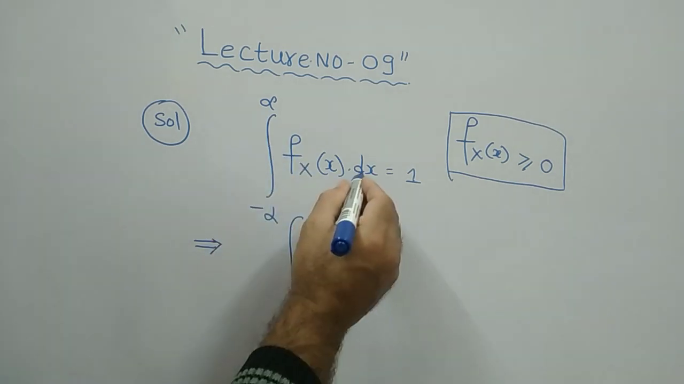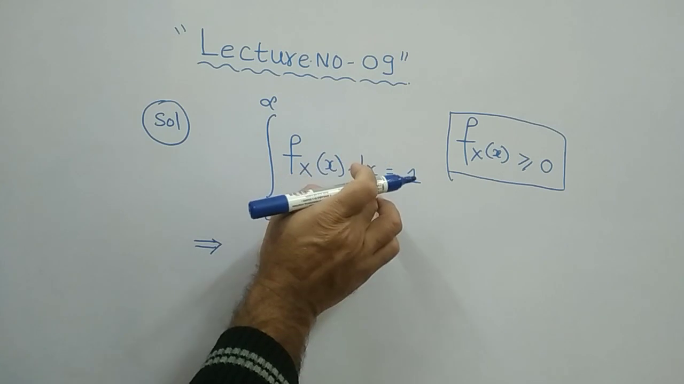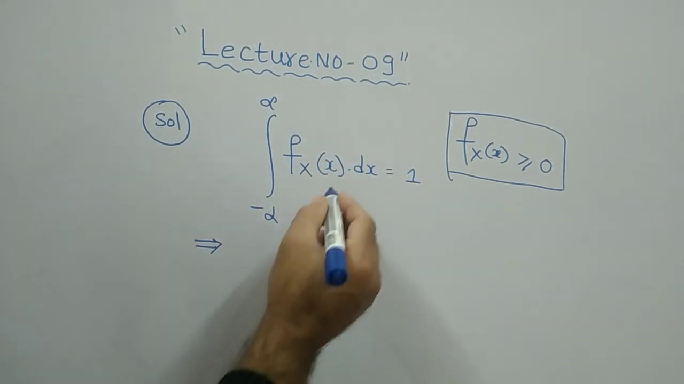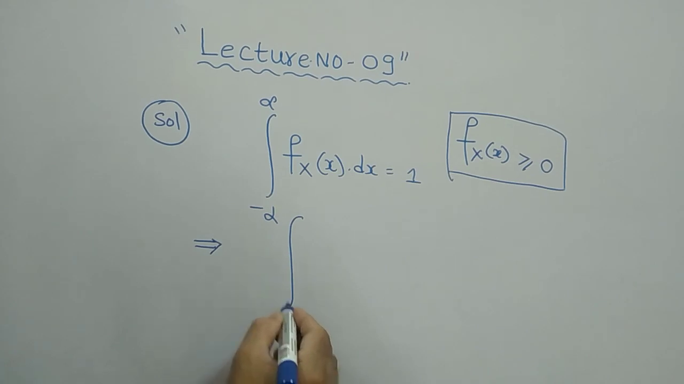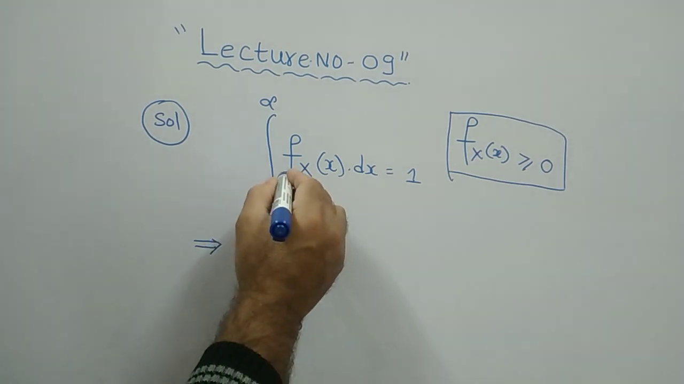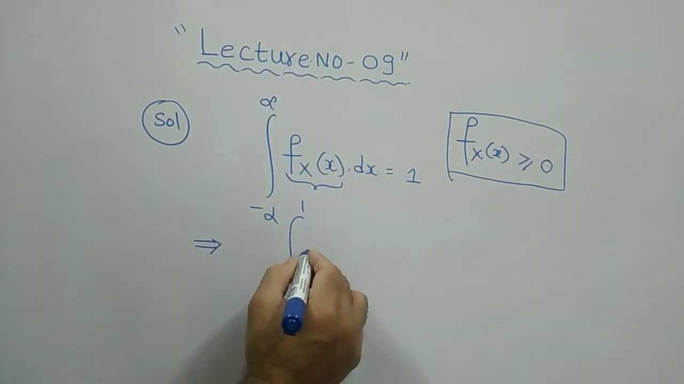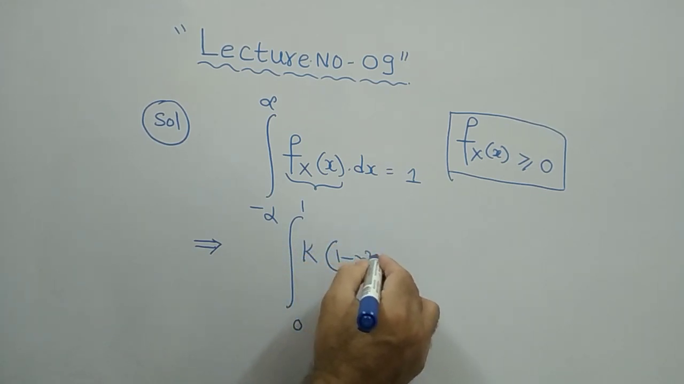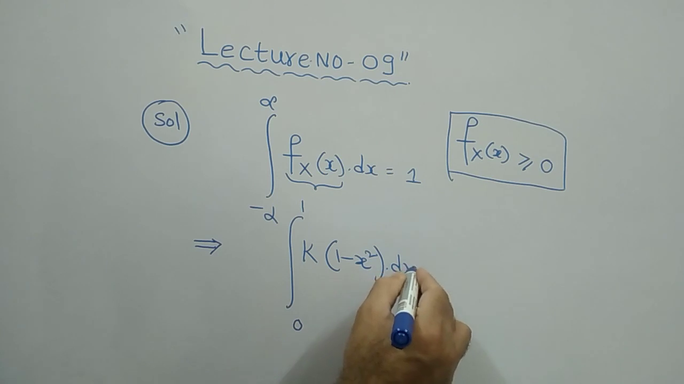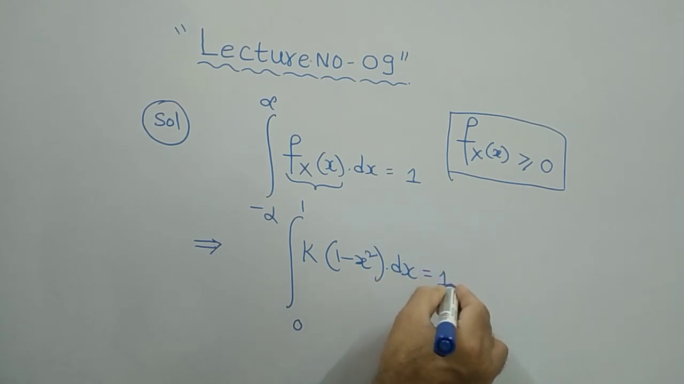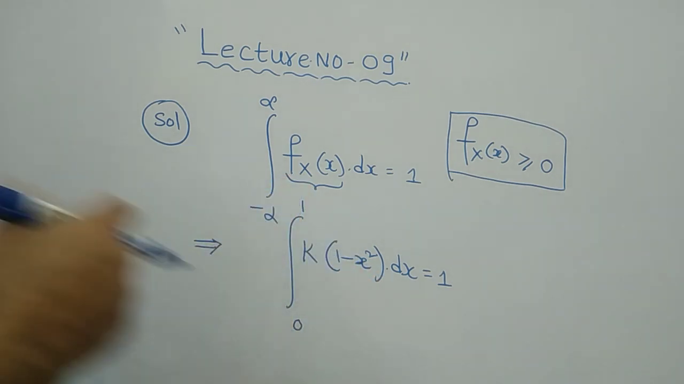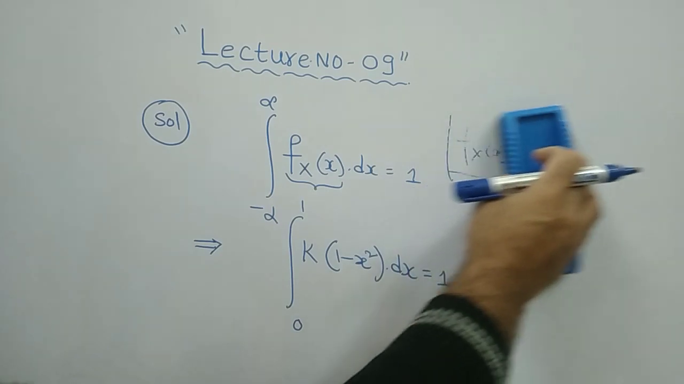What are the x limitations? It is the integral of f of x into dx, so we need the x limits, which are already given in the problem as 0 to 1. What is your density function? It is k into 1 minus x square, and the integral of k into 1 minus x square dx must equal 1. Now you can expand this a little bit.